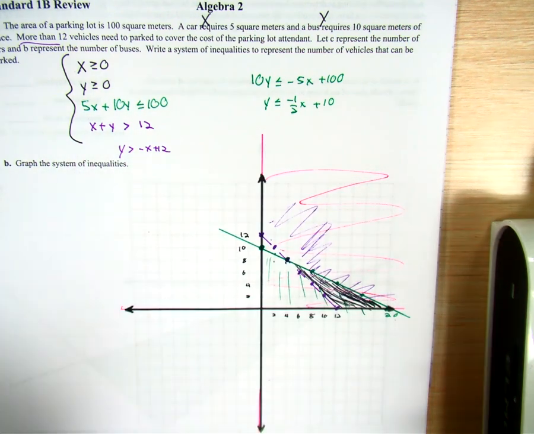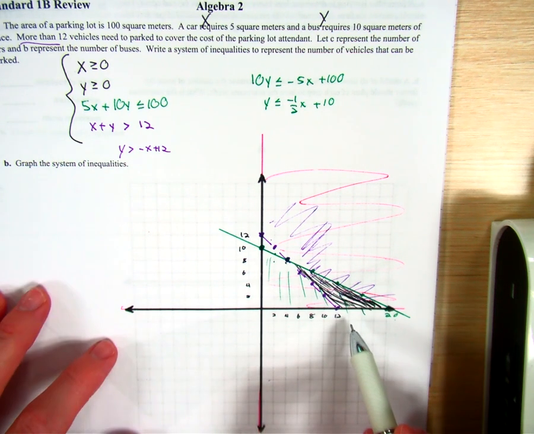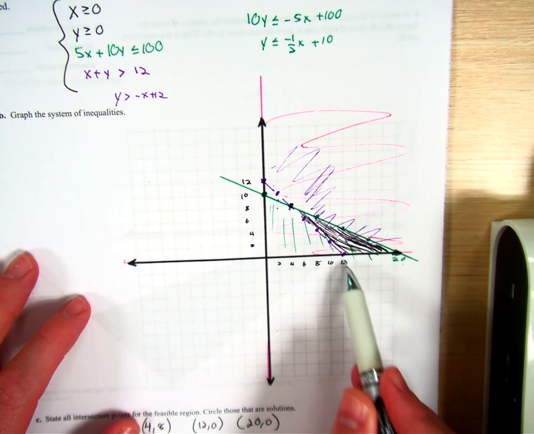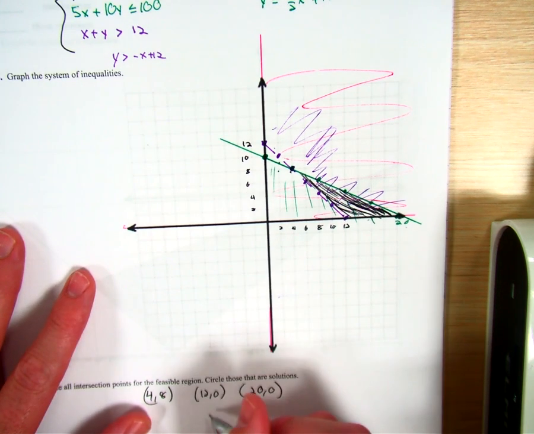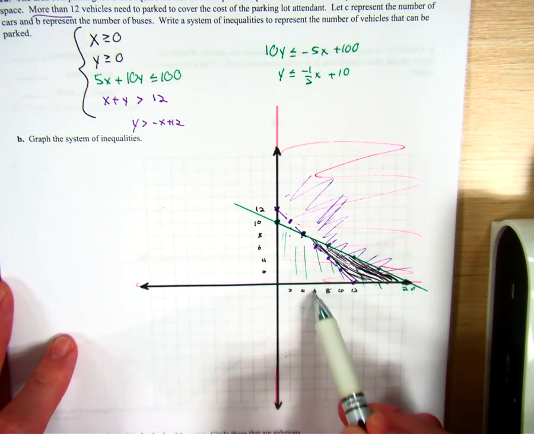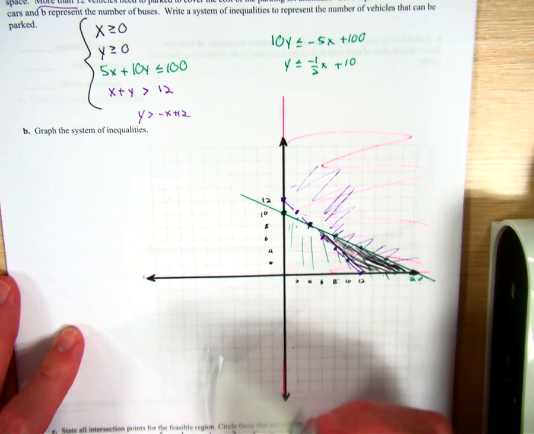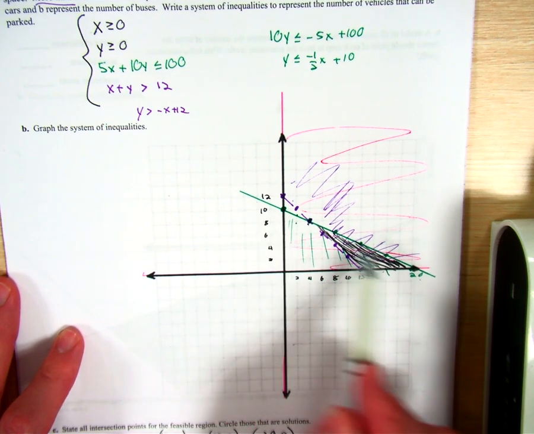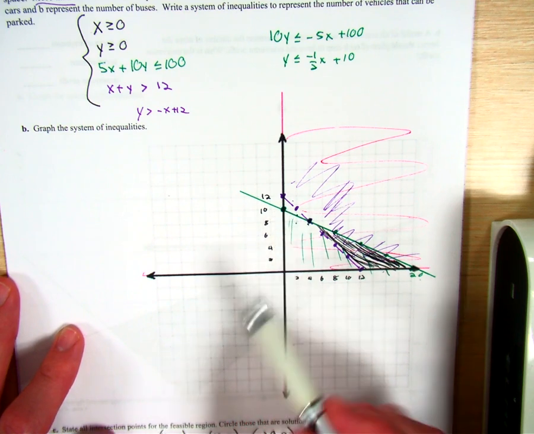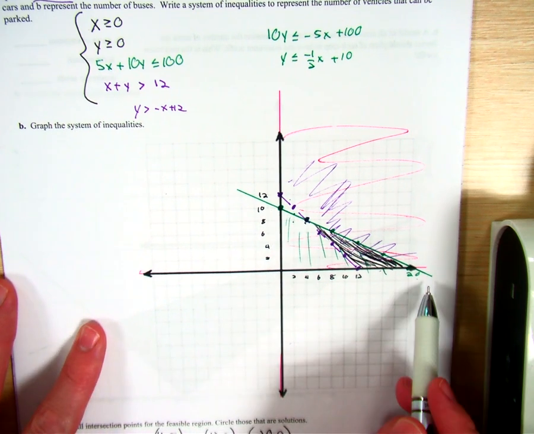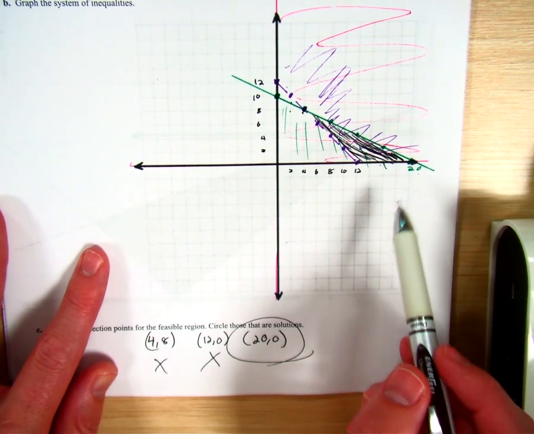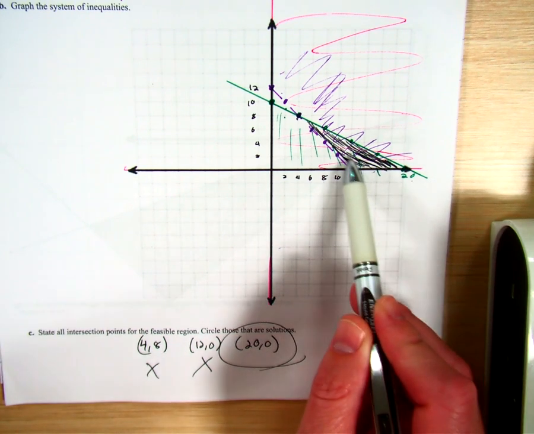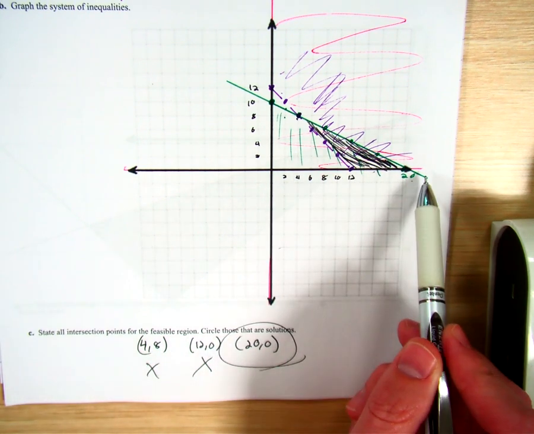So the points on the line don't count. So when you have a dotted line, any point that's part of that dotted line is not going to count. So 12, 0, even though it crosses a solid line, it's also made by a dotted line, so that one doesn't count. Our nice intersection point up here, 4, 8, doesn't count. Even though it's part of the green solid line, it's also the purple dotted line. No good. So the only corner point that counts is 20, 0. Okay? Now we have lots of other points that are inside here that would work, but the only corner point that's going to work for us is 20, 0.